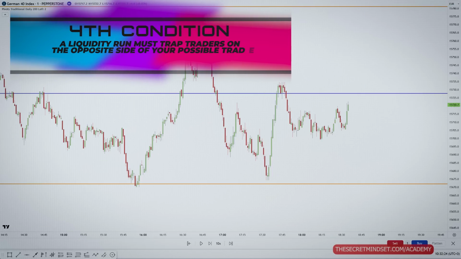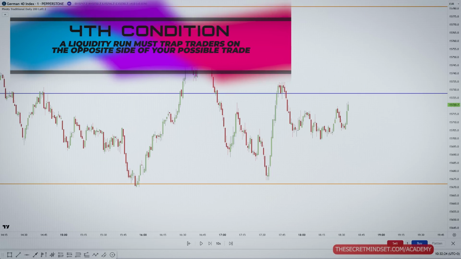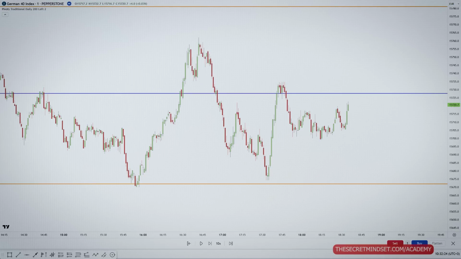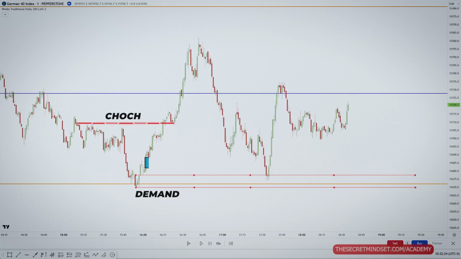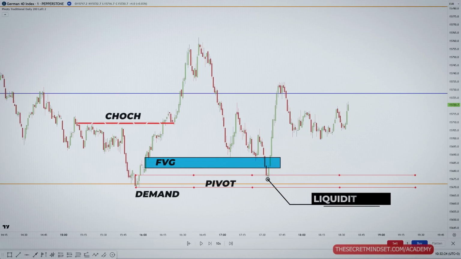Fourth and final condition, a liquidity run must trap traders on the opposite side of your possible trade. So if you find a demand area leading to a break of structure, a fair value gap next to it, and a pivot point around the same area, if you find some sort of liquidity run, you're in a strong position to open a buy trade.